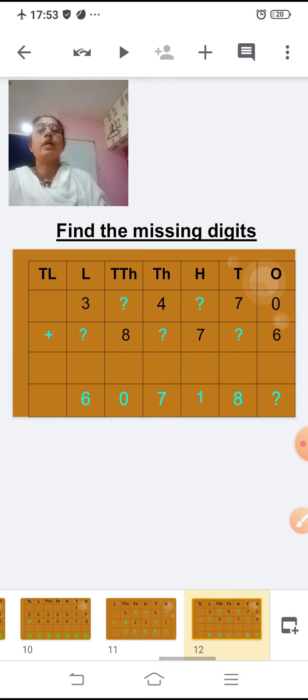Similarly, let us come to one more sum of finding the digits. Here again see, in the ones place 0 plus 6, in the sum column it is given as a dash. So in the sum column you will write the number 6.